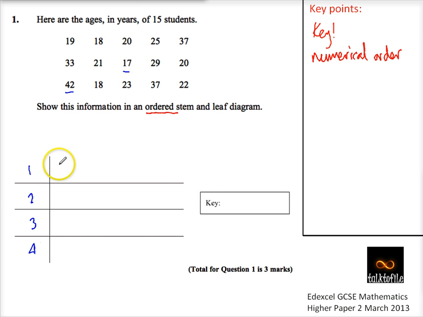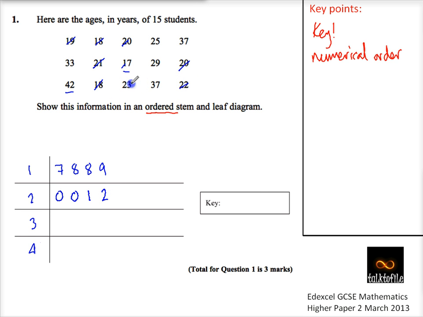So let's pick 17 first, let's cross it off. Then I make 18, 18, and 19. So let's get those. And remember, you need two 8s because there's two 18s, and a 9. Then I can see the 20s, there's two 20s, and a 21. So I'm just going to line it up to keep it nice and neat, and then a 22.